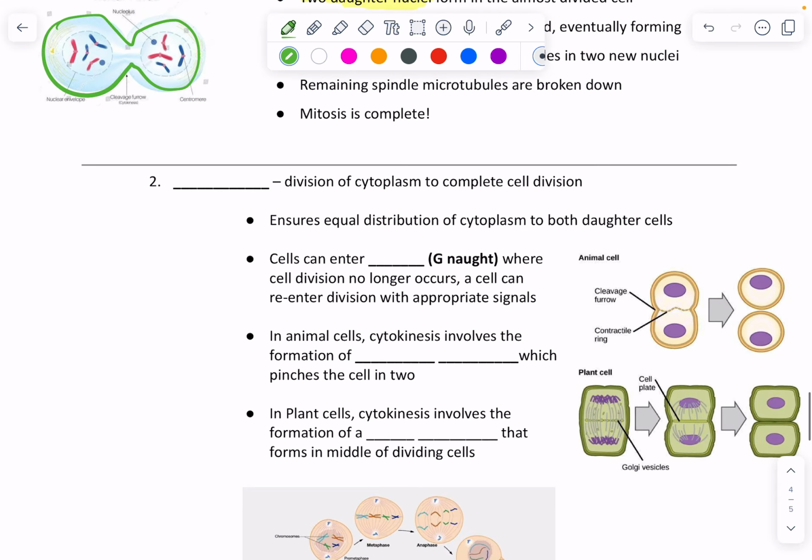And so that takes us to cytokinesis, division of cytoplasm to complete cell division. This is ensuring equal distribution of cytoplasm to both daughter cells, so basically that they're the same size. And so that happens, and then cells can enter the G0 phase where cell division no longer occurs. A cell can re-enter division with appropriate signals. So whenever there's a need to make more cells, cells kind of know when to do that.